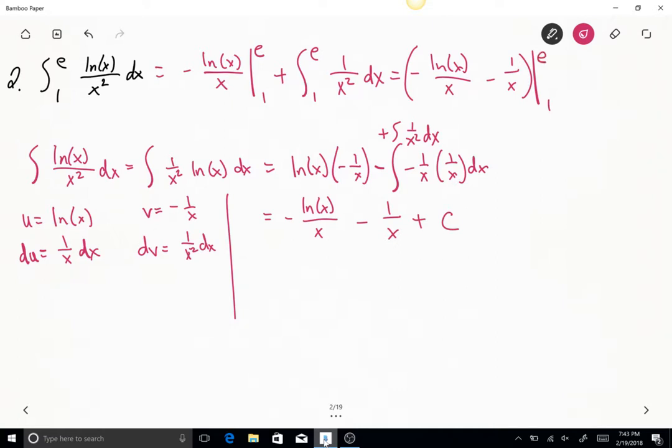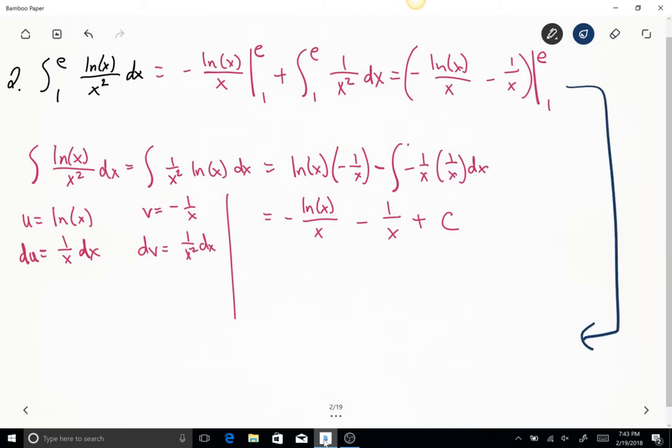Okay, so keeping all that in mind, let's write in blue. How do we get our final answer? Well, plugging in the bounds is actually the easy part. It might not seem like it at first, but it's not too bad. So you get negative natural log of e over e minus 1 over e. Then we got to subtract off. Now we plug in 1. You get negative natural log of 1 over 1 minus 1 over 1.